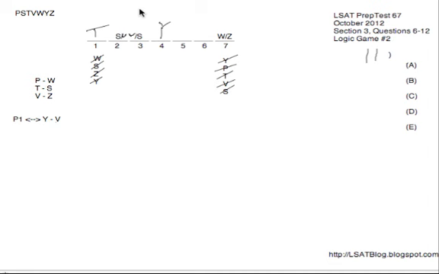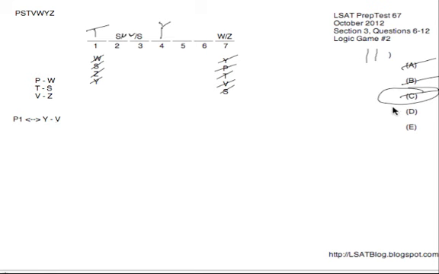What must be true? P no earlier than 6? No, that's not necessarily true. We could have P earlier than 6 on 5 right there. So A is gone for number 11. Looking at B, S on 2. No, S could be on 3 as well. V no later than 3. Yes, because V is either 2 or 3. It could never be any of 4, 5, 6, 7. So C is our answer.